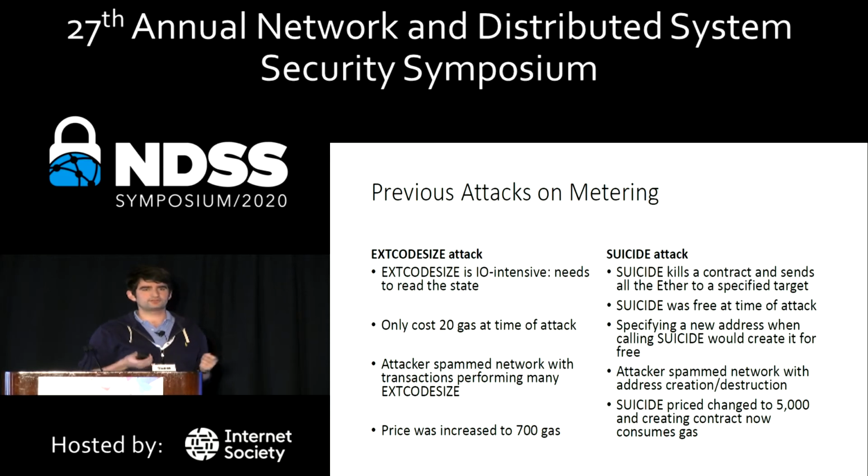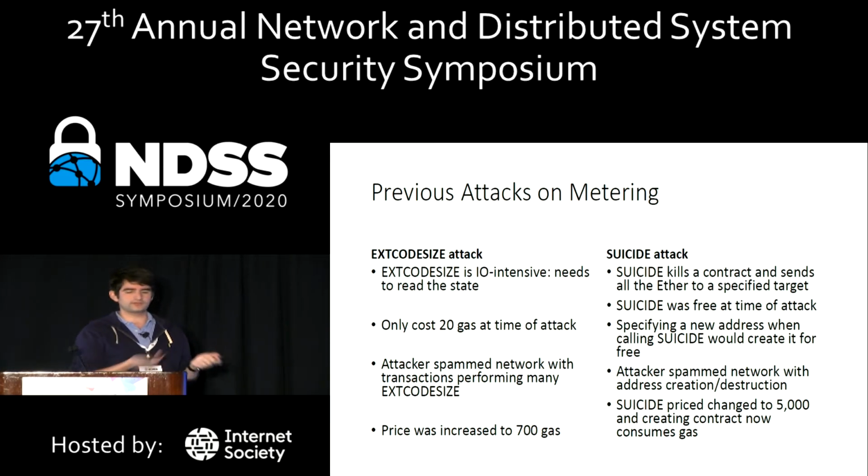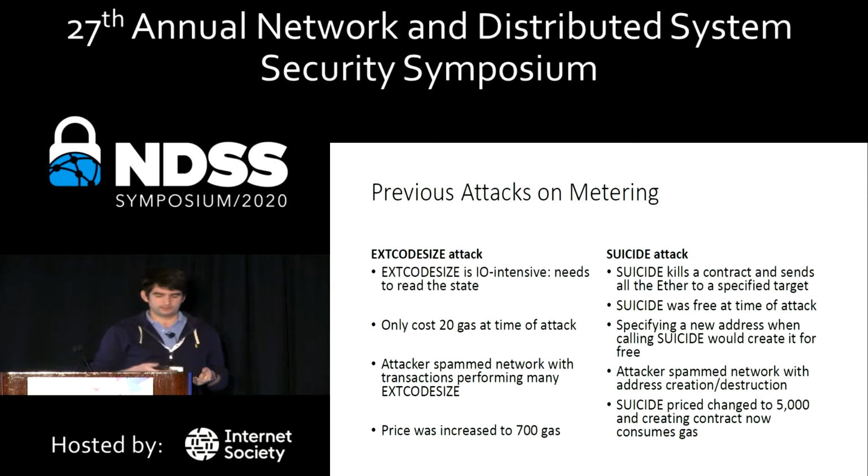It therefore requires the node to perform I/O access, to read from the state. Reading from the state is not free, and it is quite I/O heavy as an instruction, but it was very cheap to execute at the time of the attack. So basically, an attacker could just spam the network with EXTCODESIZE, and this would make everything very slow. This was fixed by simply increasing the cost of the EXTCODESIZE instruction by an order of magnitude. Then it became too expensive to try to perform such an attack.